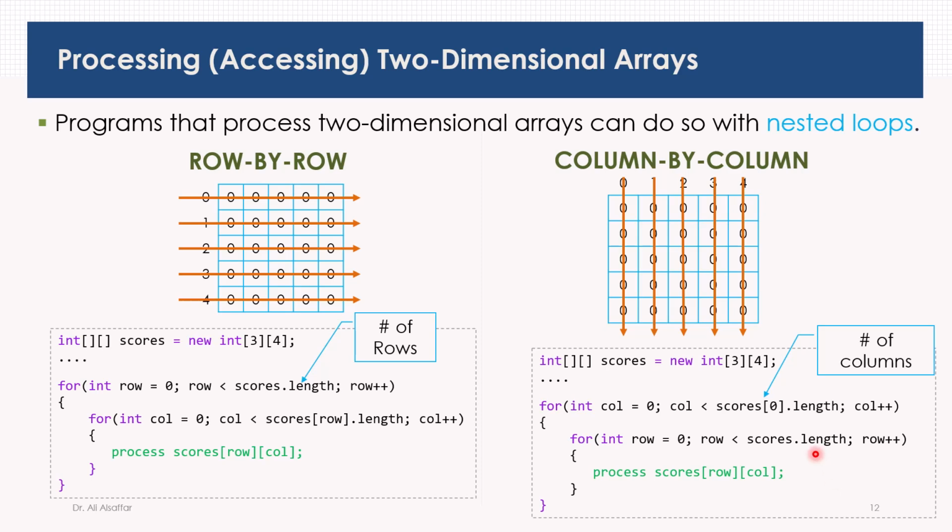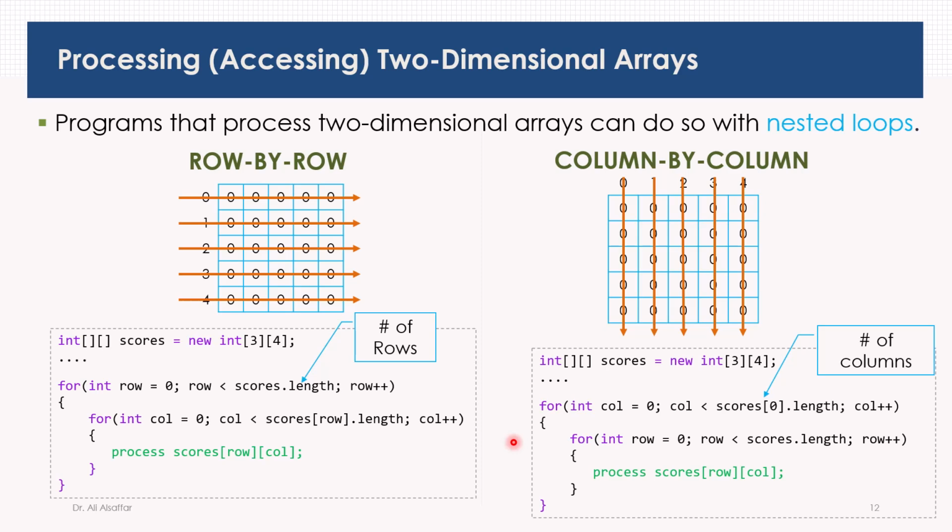As a conclusion, if you have nested loops, then look for the loop that is responsible for counting the number of rows. Use its variable as an index for the first dimension. And look for the loop that is responsible for counting the number of columns. Use its variable as an index for the second dimension. It doesn't matter whether this loop is the outer or inner loop. All that matters is which one is responsible for counting the number of rows. Use its variable as the first dimension. And if it is responsible for the number of columns, use it as the index for the second dimension.